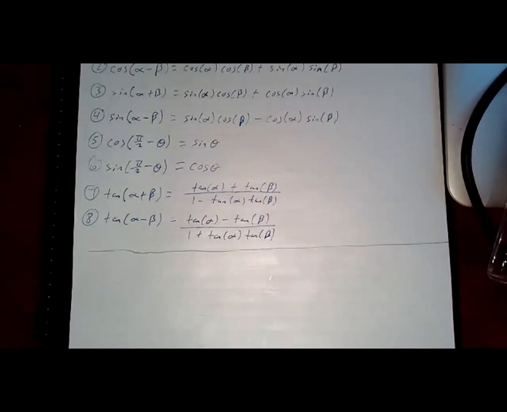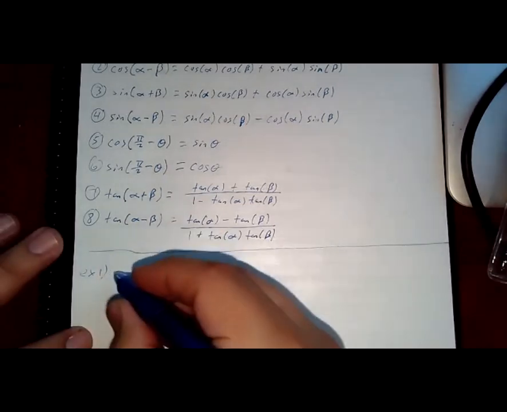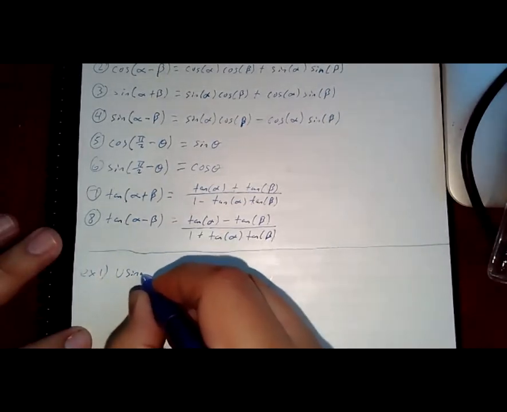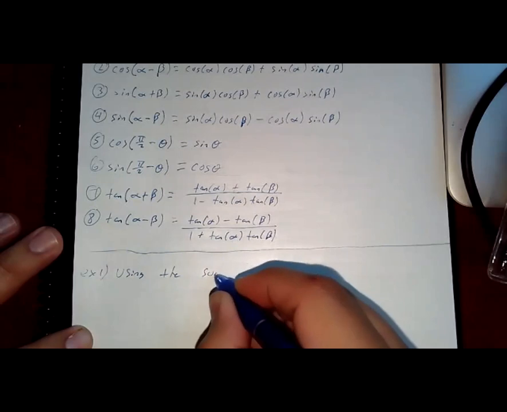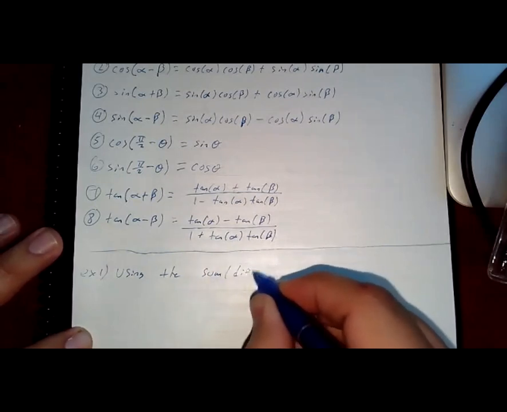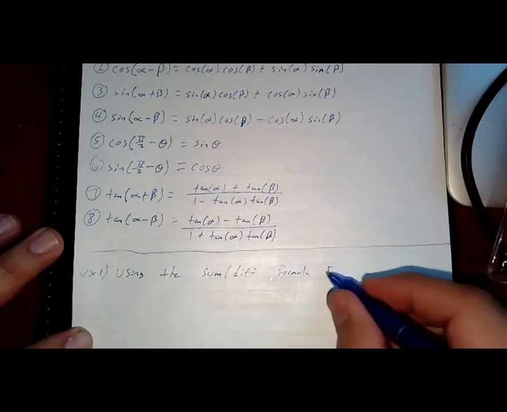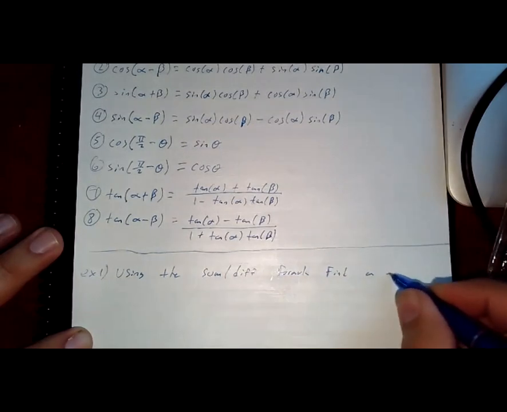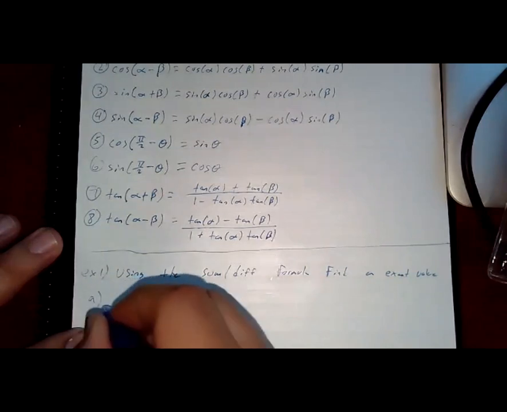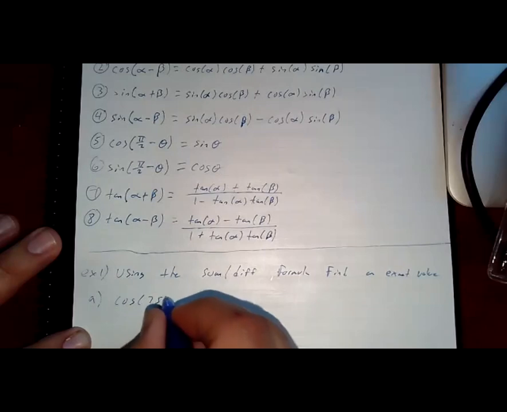All right, so the first few examples in your homework are pretty basic. Let's start with something like this. Using the sum or difference formula, find an exact value. So part A, let's say cosine 75 degrees, right?